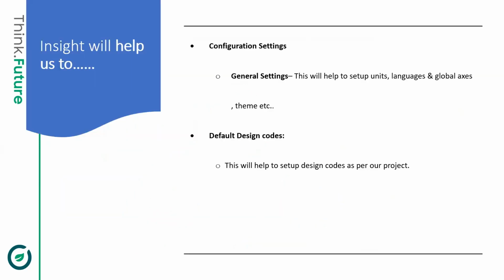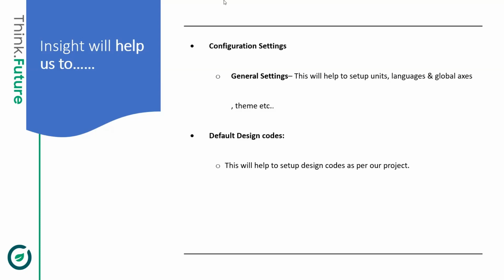So in today's insight, we'll discuss the configuration settings, in which I'll explain a few points like general settings, where we'll see how to set up the units so that you don't face a problem. Suppose you enter the property sections, and even if you have selected metric as the unit system while creating the new project, the values are still showing in feet and inches. We'll see how to resolve that problem in today's insight, and also how you can set some default design codes, languages, theme, etc. in Connect Edition. So I will directly switch to my software part.